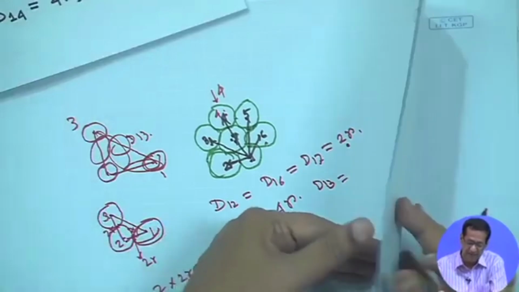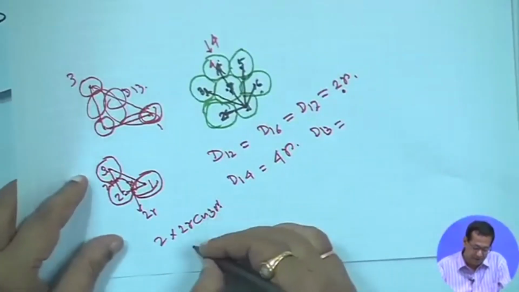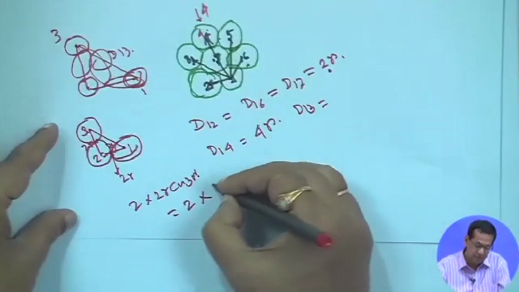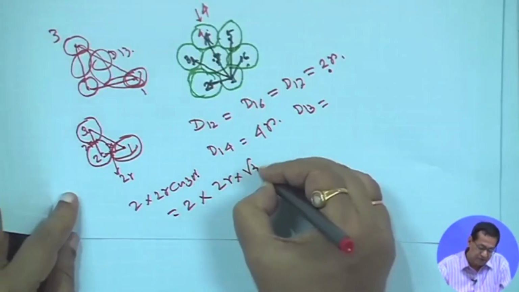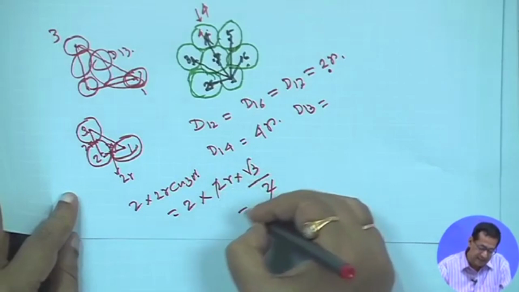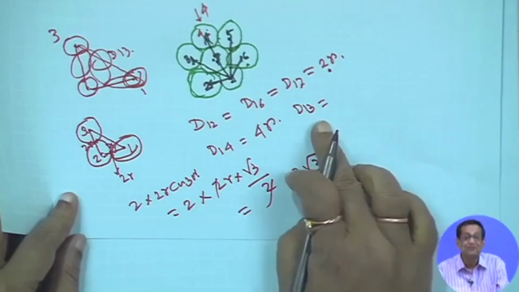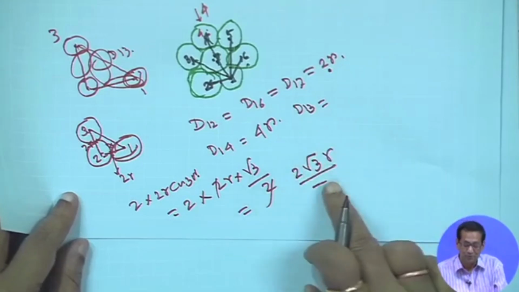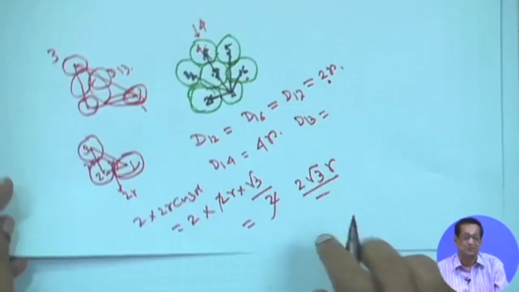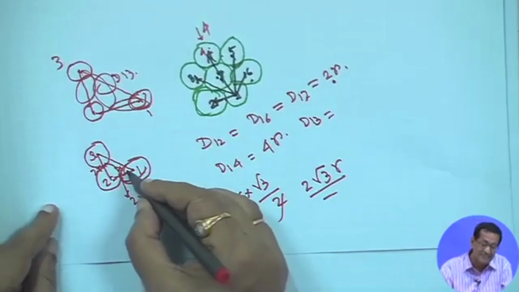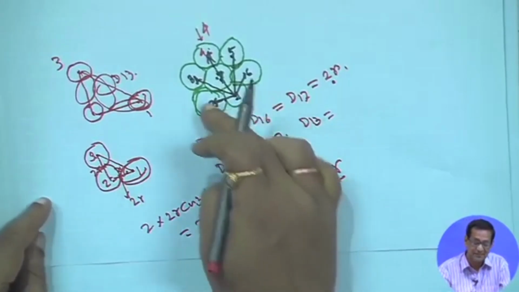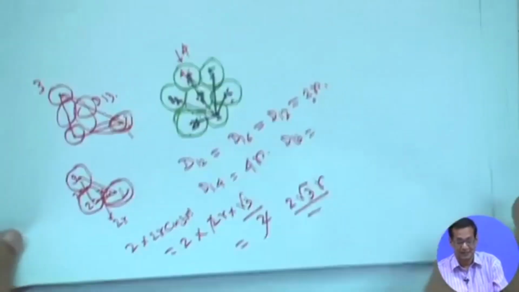Hold on, I will put it a little bit up, right. So, 2 into 2r cos 30, that is 2 into 2r into root 3 by 2, the 2 cancels. So it will be 2 root 3 r. So d13 will be your 2 root 3 r, right. This angle is 30 degrees, from the symmetry you can make out this angle is 30 degrees, right.